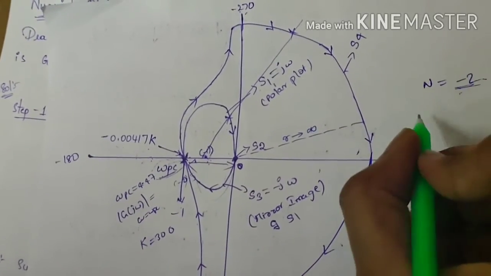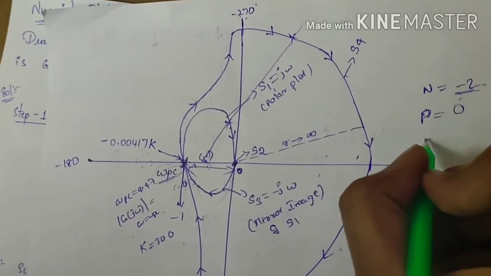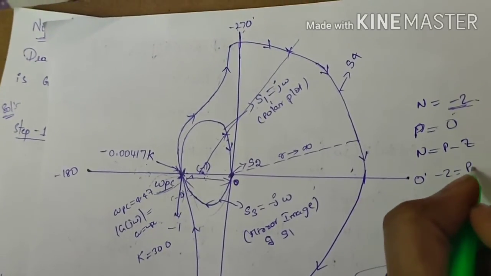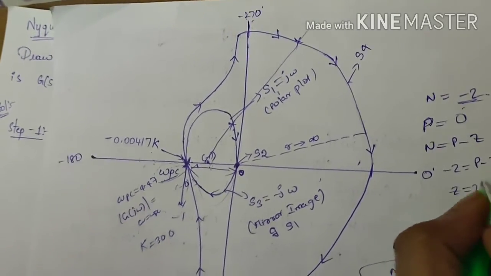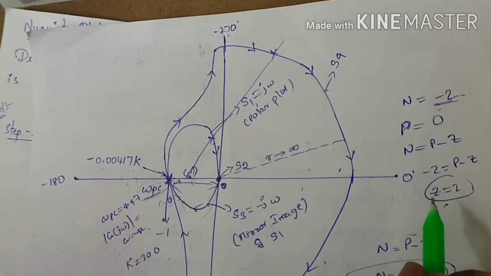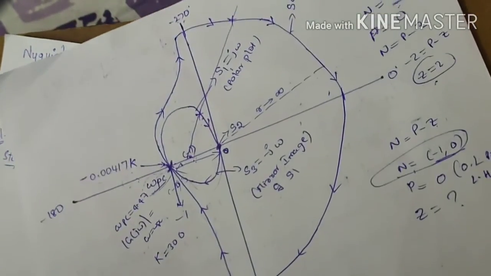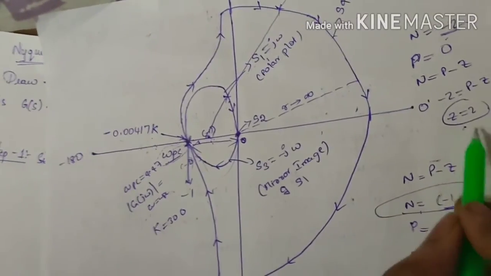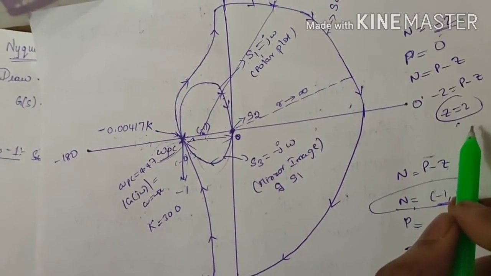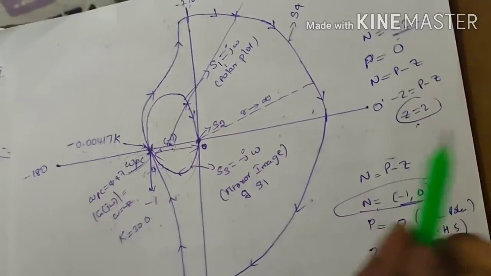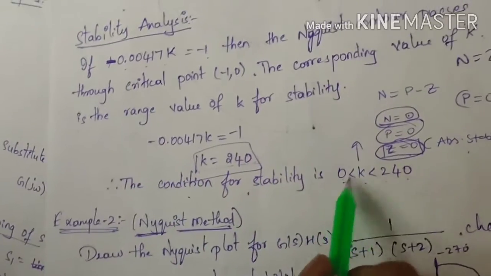So if n equals minus 2 and p equals 0, then from n equals p minus z, minus 2 equals p minus z, so z will be 2. Two means two poles are lying on the right hand side of the S-plane. Now the system will become unstable. But this is not our problem. He was asking for the condition for stability only, not the condition for instability. So we have to take the range of k in between 0 to 240 only.